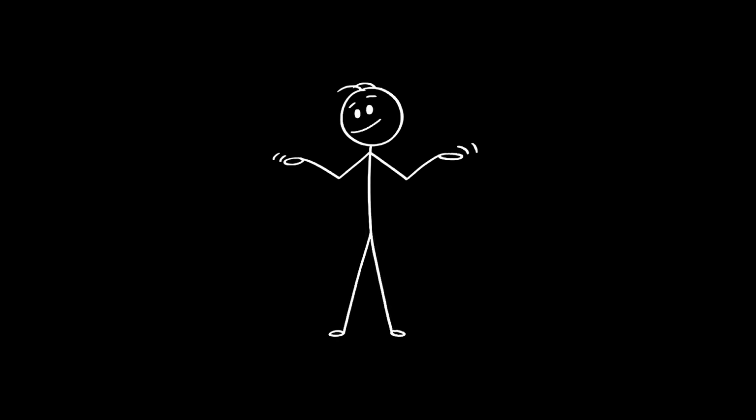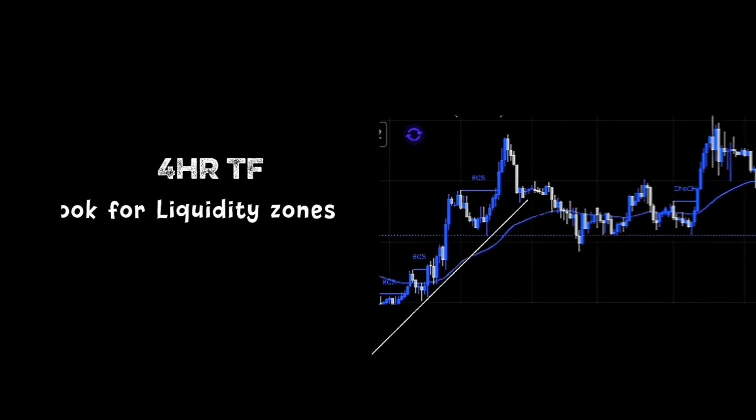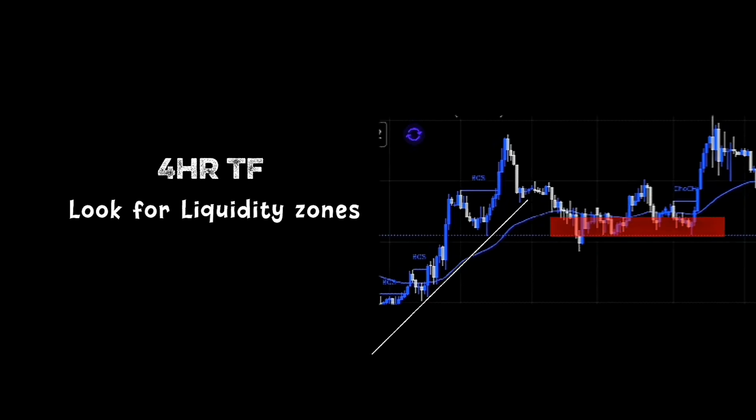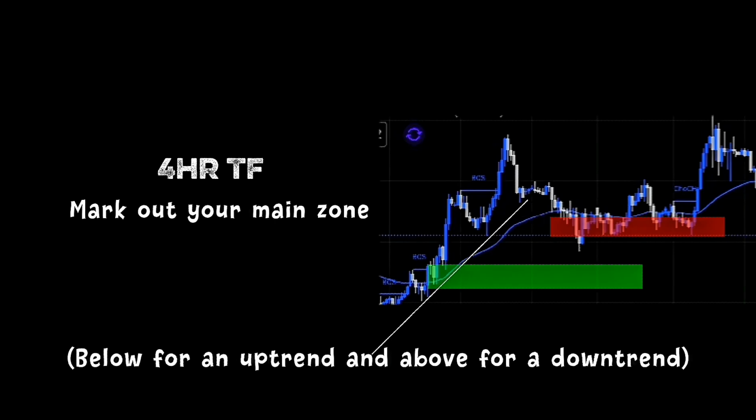Here is a step-by-step liquidity trading strategy you can follow to improve your trading. Step 1. Define the market direction using higher timeframes. Ideally, I use the daily for market direction. Step 2. Scale down to the 4-hour time frame to mark potential liquidity zones where stop losses are likely clustered. Step 3. Mark out your main zone, which can be a demand or supply zone, an order block, a fair value gap, or support or resistance. These levels should be below or above your liquidity zone.